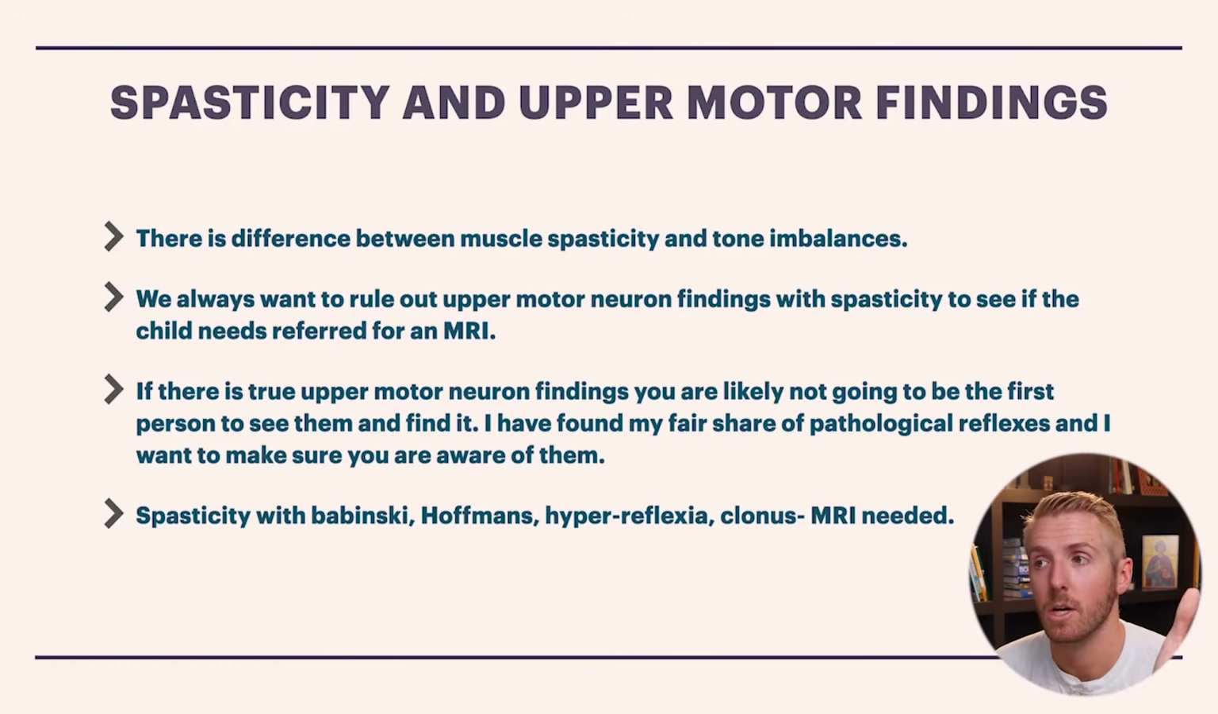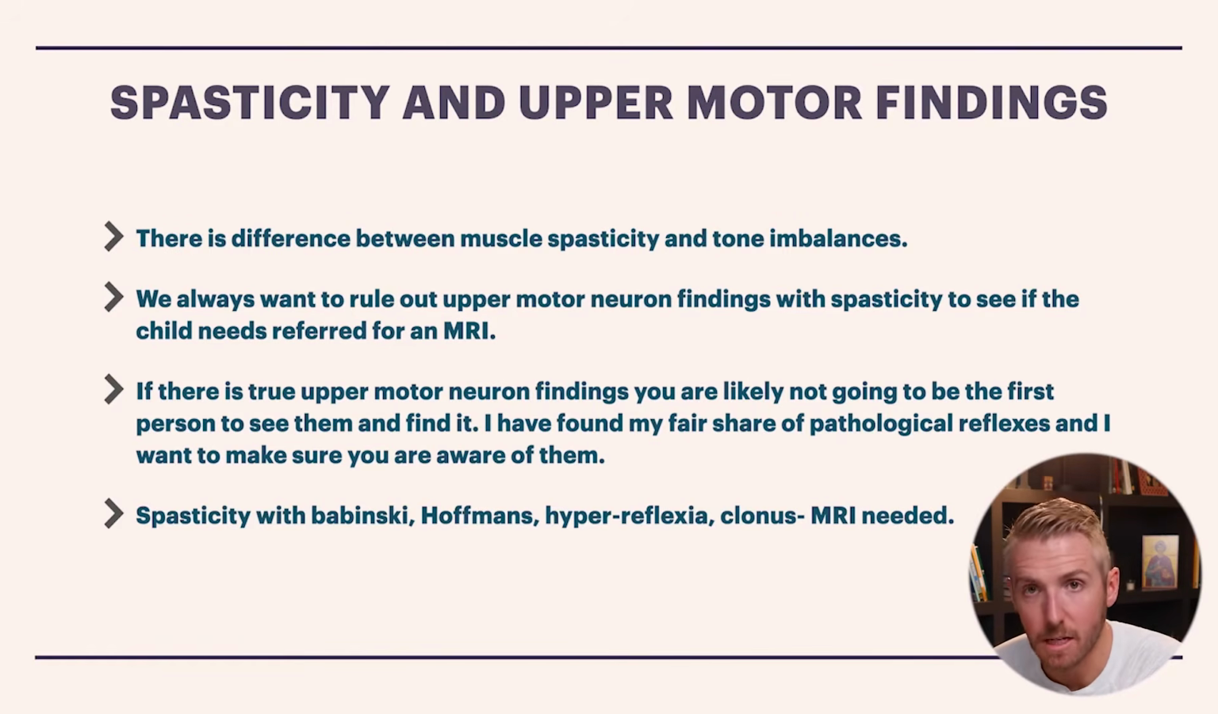Most of the time, when a kid comes in with spasticity, you're not going to be the person that finds it. They've already been to a neurologist and already had an MRI. But I've had probably three or four different true upper motor neuron findings that no one knew about. I've had kids with strokes that I was the one that found. I've had kids missing portions of their brain, like their corpus callosum, because they never had a good neurological exam, or they went to their primary and it wasn't assessed, which is wild to me. If there's a true upper motor neuron finding, you're likely not going to be the first to find it, but I found my fair share.